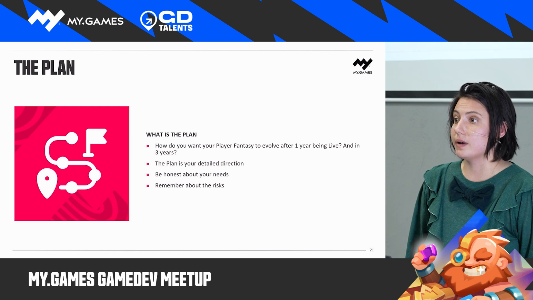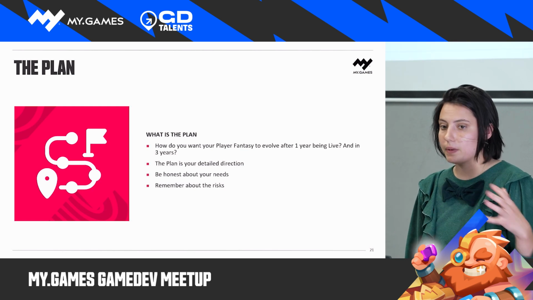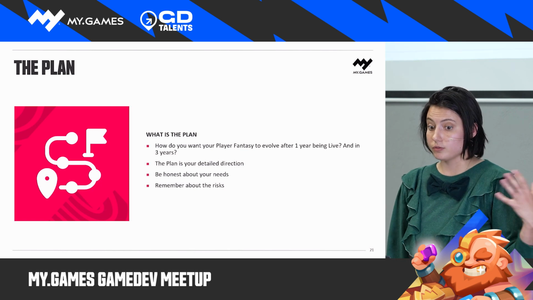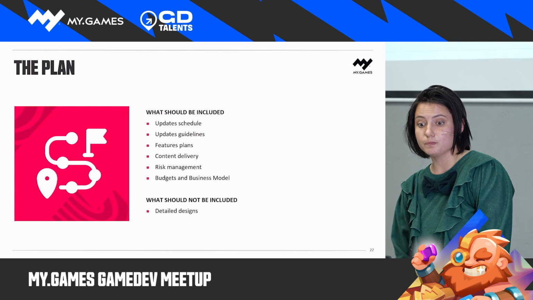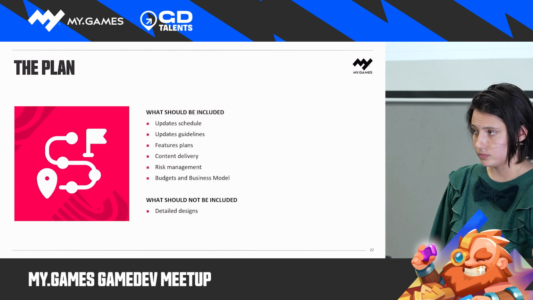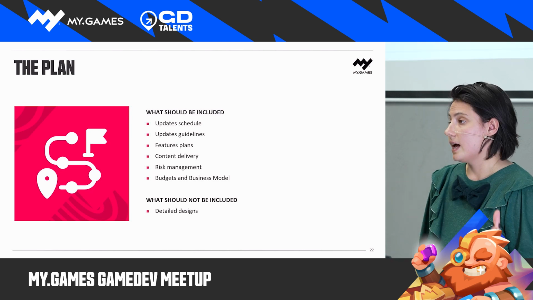If you're not being pushed by the management, but you want to establish, again, a stable player base and stable base of paying users, your plan needs to reflect that. And your plan needs to reflect the risks. So what do you include? Update schedule, simple. Update guidelines, not simple enough. So what does it mean?